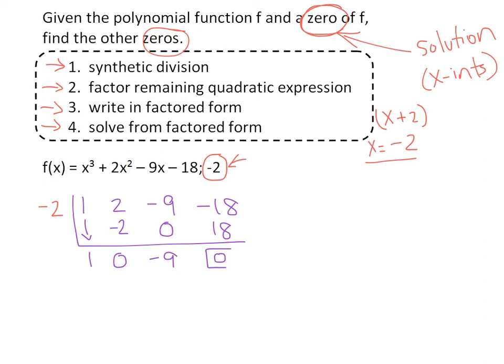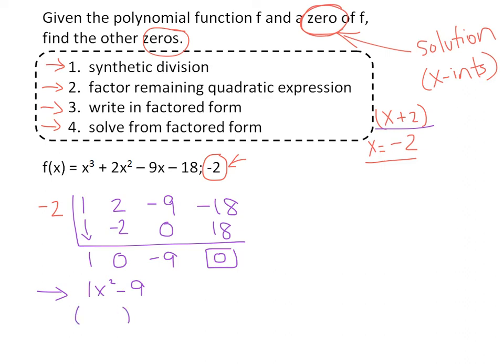Okay, notice we get 0 as a remainder, as we should have, because negative 2 is a solution, which means that x plus 2 is a factor. And now we have 1, 0, negative 9. So what we have here is 1x squared plus 0x, so I'm not going to put that in there, and then minus 9. What do we have here? Well, we have a difference of squares.